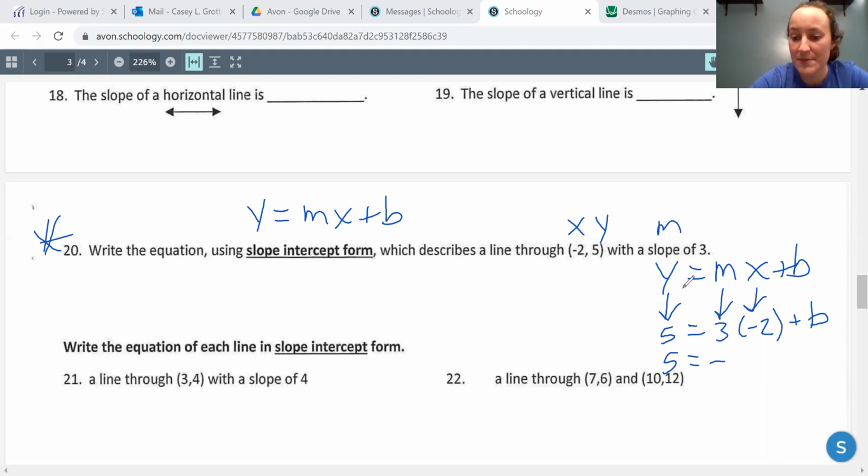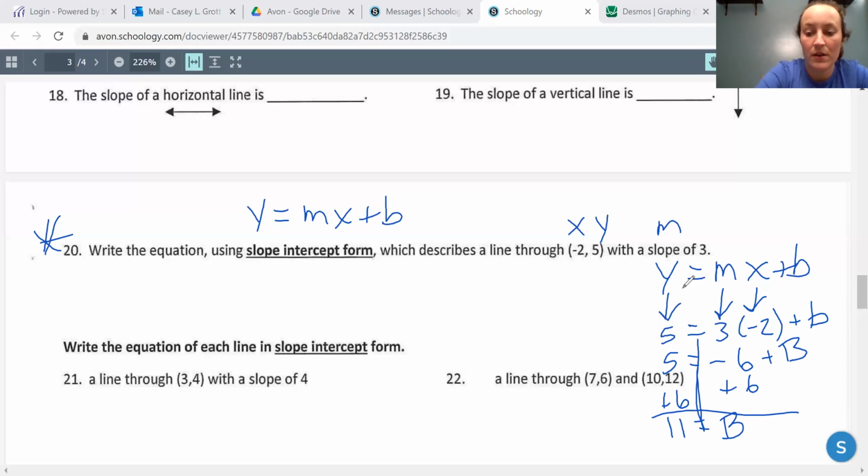3 times -2 gets me to -6. Plus b, I'll make it a capital B so I don't confuse it with my 6. Add 6, add 6. 11 is equal to b. B by itself is not slope-intercept though, so your final answer for 20, but you're showing me the work that goes along with it, would be y equals 3x for my slope plus the 11 that we just found for b. So you're going to have other questions like this on your review.